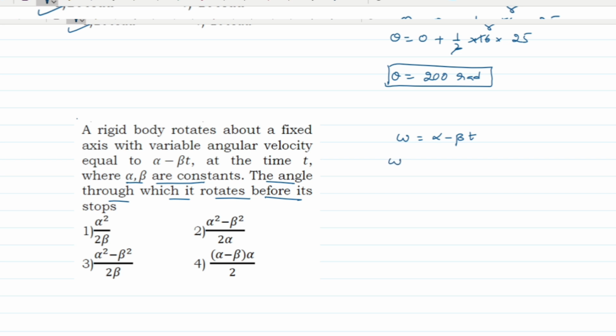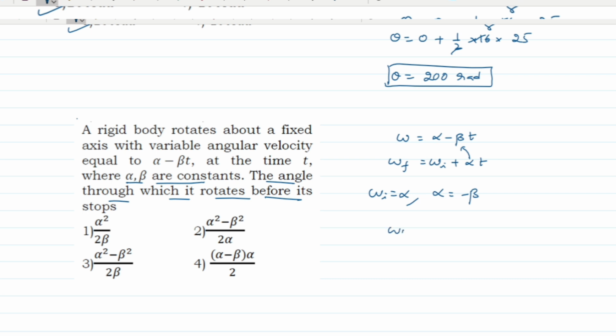It's in the form of omega final equals omega initial plus alpha into t. Whereas instead of alpha, here beta is given. It's nothing but alpha equals minus beta. So omega initial value is given as alpha, and the angular acceleration is given as minus beta. Initial angular velocity is given as alpha.